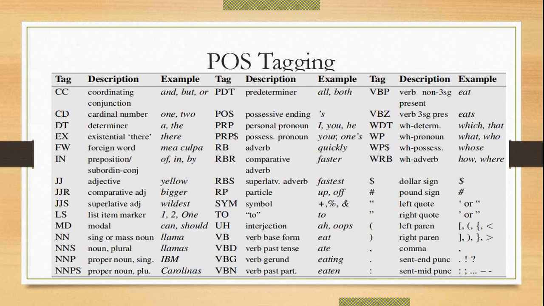Another one is CD, a cardinal number. Then DT, determiner, EX, existential there, and FW, foreign word. JJ is adjective, MD is modal, PDT is predeterminer, POS is possessive ending, then RBS is superlative adverb, and so on. So there are 36 tags, and after that there are symbols, for example the dollar sign, then hash, and so on. This is a standard data set developed and maintained by the University of Pennsylvania, which is why it is called the Penn Treebank.